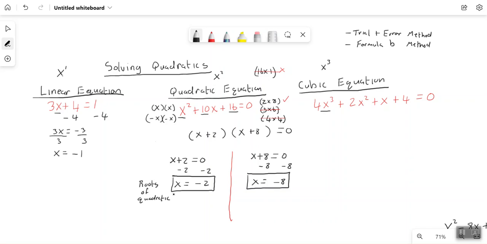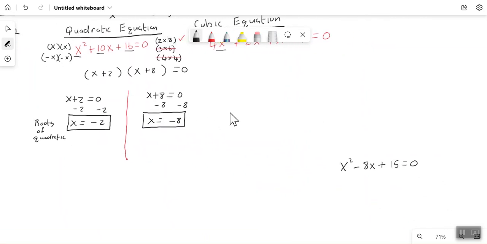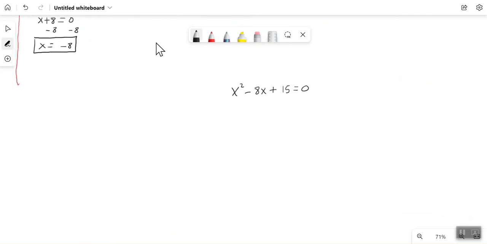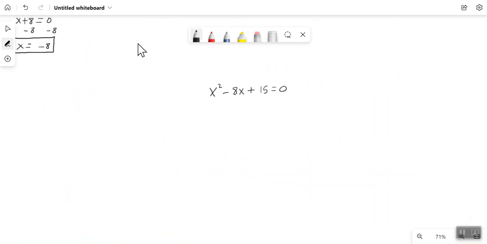Okay, so they're the roots of the quadratic. So let's try another one here. So let's look at this guy here, and let's solve. So we want to solve the quadratic. So solve it, and that means we want to work out what the value of x is. So again, we look at our quadratic.